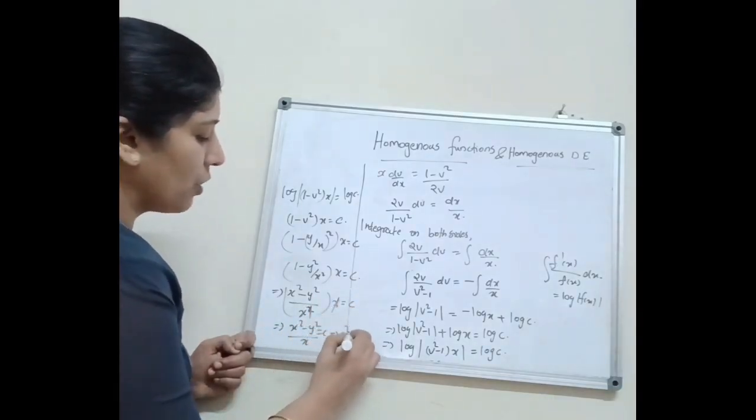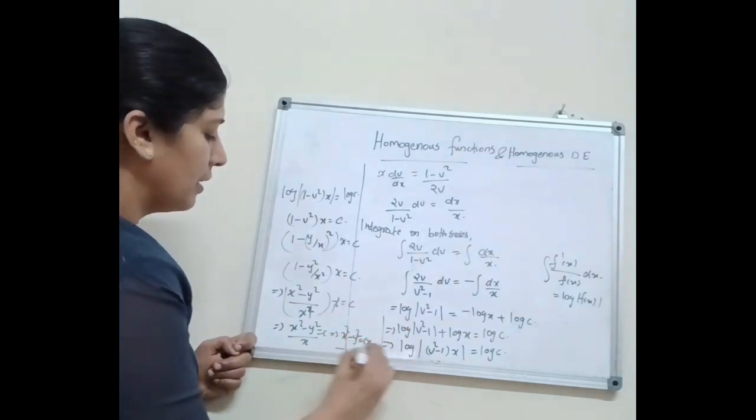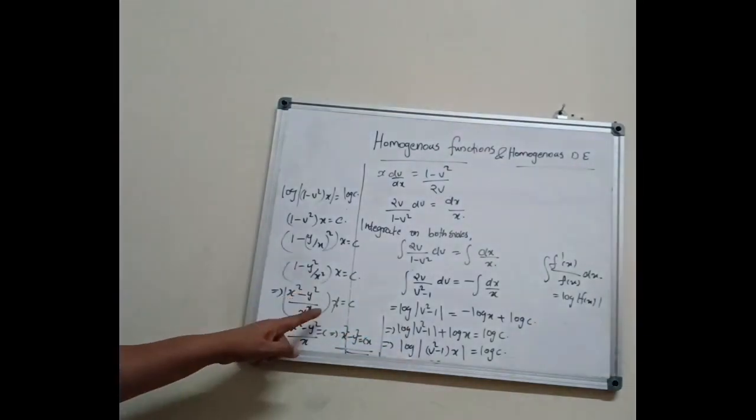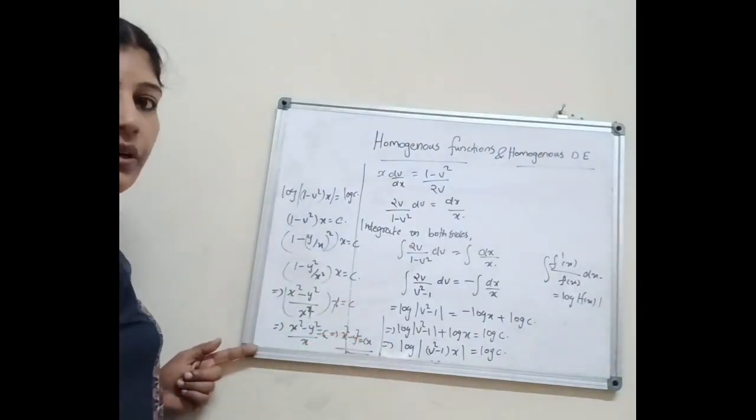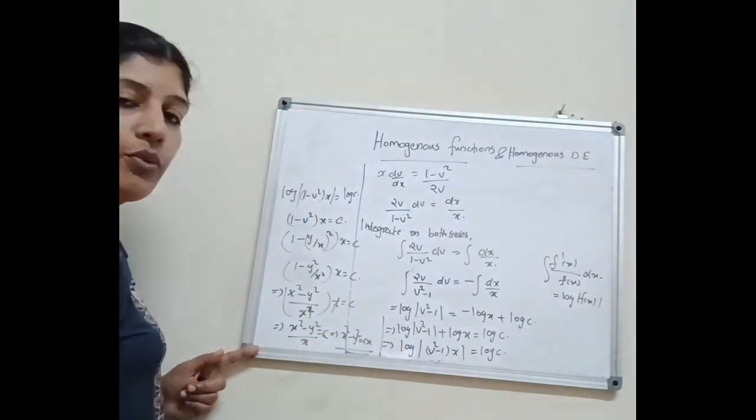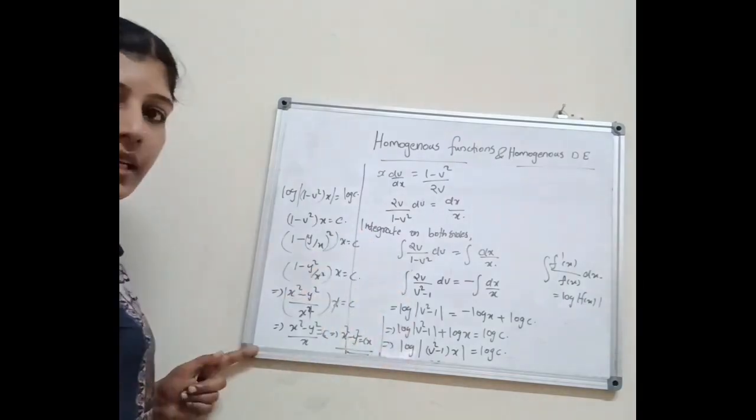That implies x square minus y square equal to cx. x square minus y square divided by x equal to c. Therefore, x square minus y square equal to cx. It is the general solution of the given homogeneous differential equation.